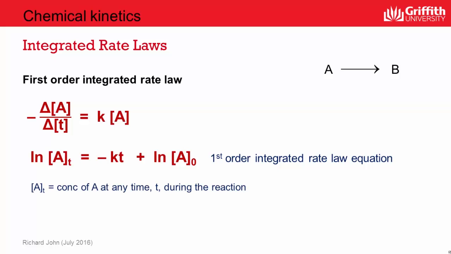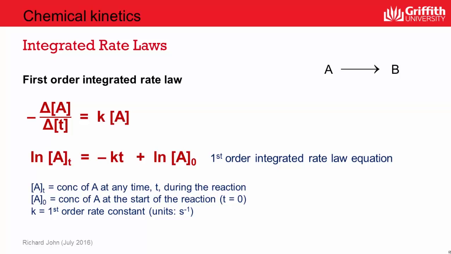So the A_t term refers to the concentration of A at any time t during the reaction. The A_0 term refers to the concentration of the reactant A at the start of the reaction, that is, at time t equals 0. K refers to the rate constant, in this case, more specifically, the first order rate constant, and has units of seconds to the minus 1. And finally, t refers to the time interval of the reaction.